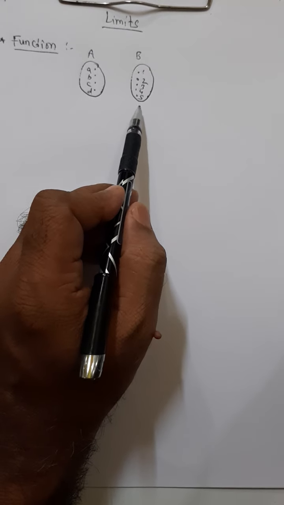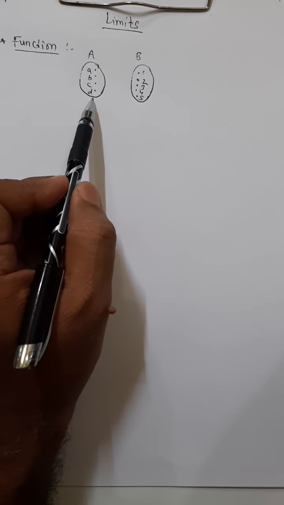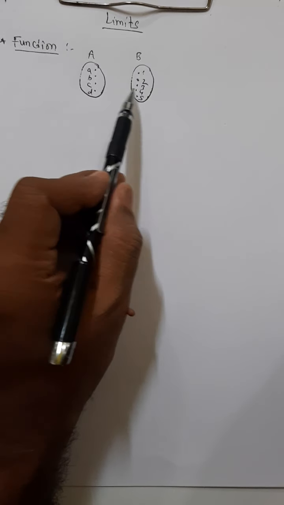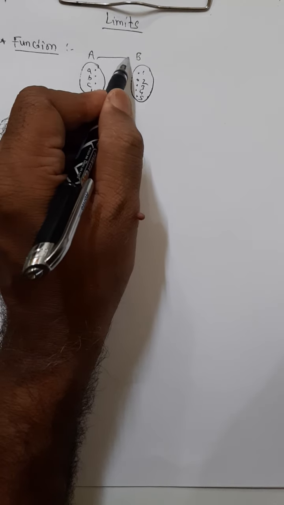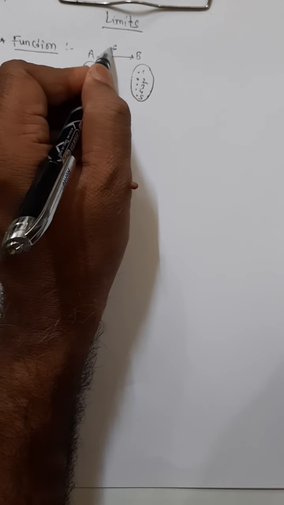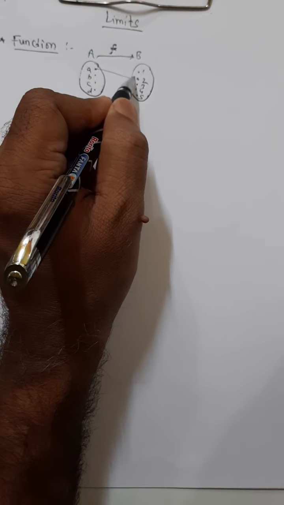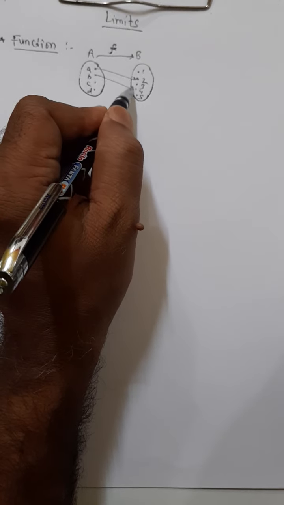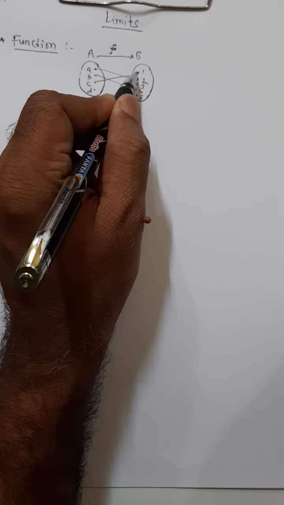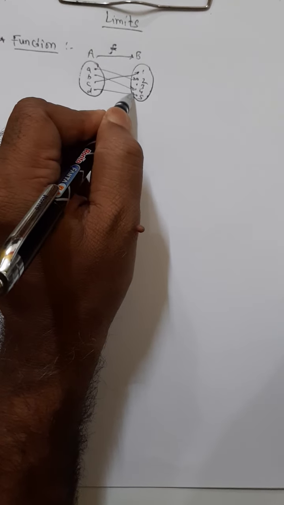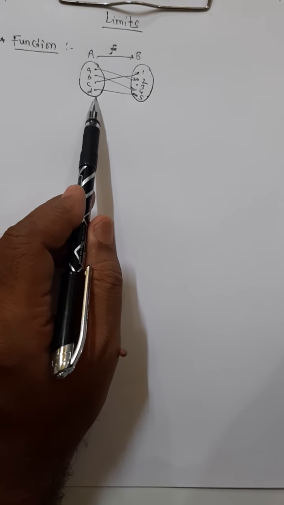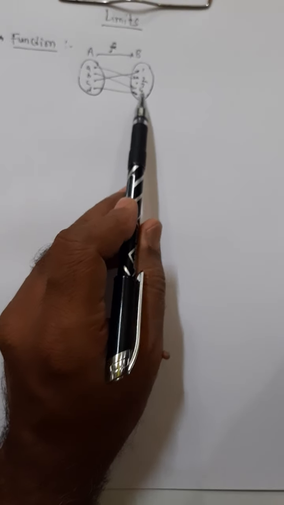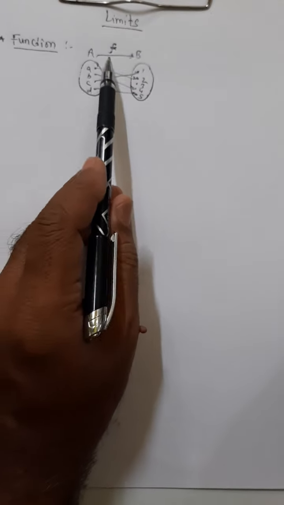Let A and B be any two non-empty sets. If each element of set A is related with a unique or only one element of set B by some relation f, then we say that f is a function from A to B. For example, suppose a is related to 2, b is related with 4, c is related with 1, d is related with 5. Note the condition: each and every element of set A must relate with a unique or only one element of set B by some relation f.